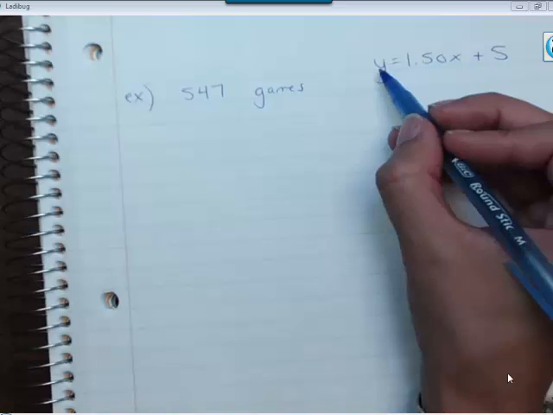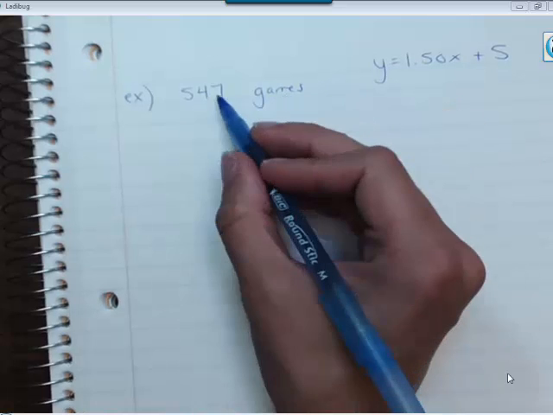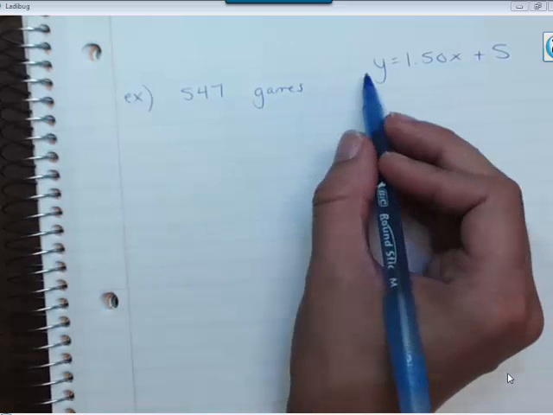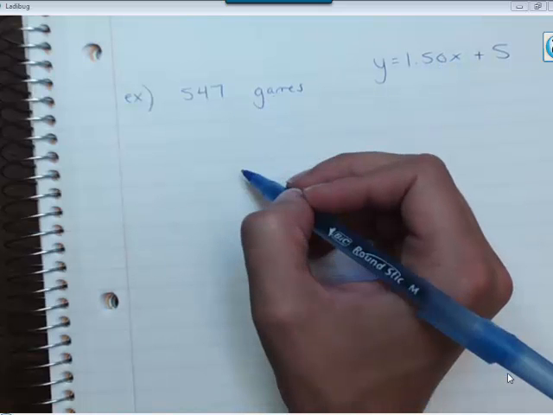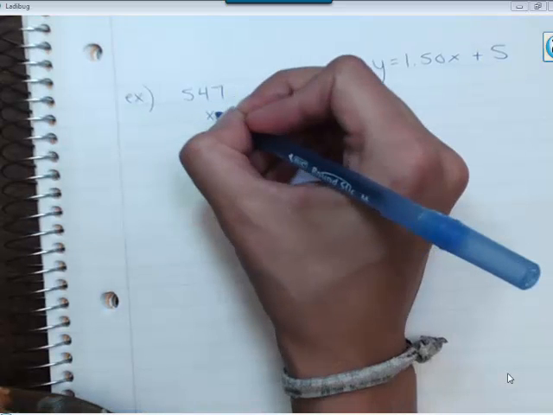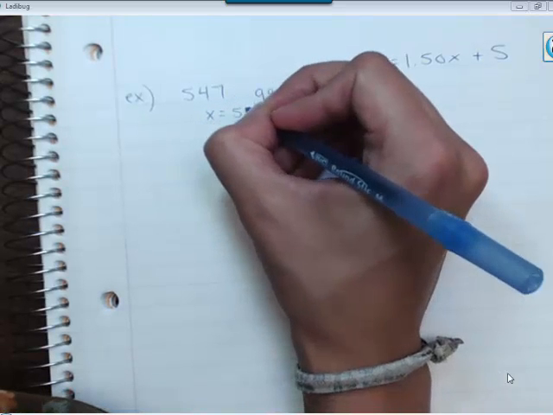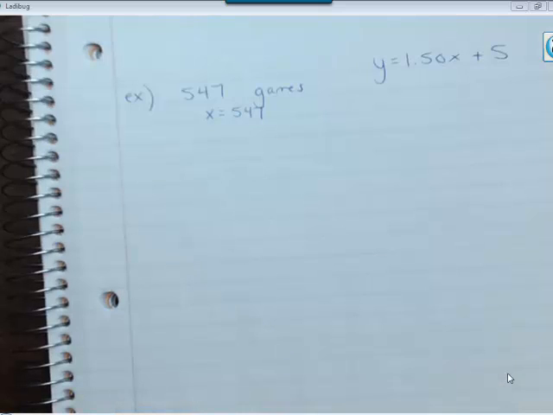So if I'm talking about 547 games, is that my X or my Y in this situation? What does that represent? The number of games represents what variable? Okay, it represents our X. So in this problem, X is going to equal 547. I want to play that many games, and I want to figure out how much money I'm going to spend, which is my Y. So I'm going to use my formula.